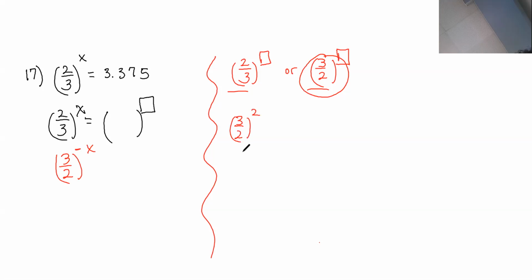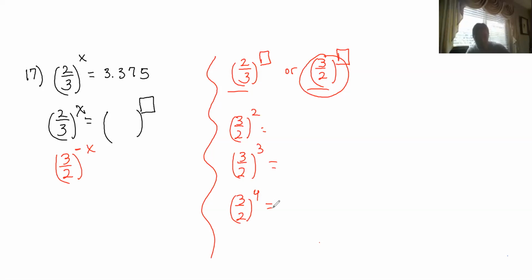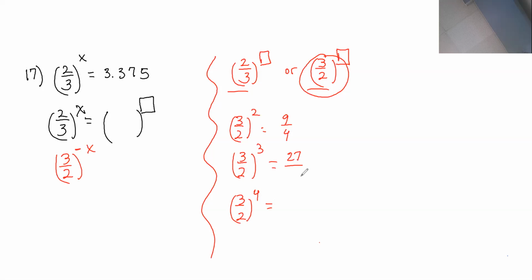3/2 squared, 3/2 to the third, and we can even try 3/2 to the fourth. So what is 3/2 squared? That's 9 over 4. This is 27 over what? What's 2 to the third? 8. And 3 to the fourth is what? 81 over 16. Do any of you have a calculator?